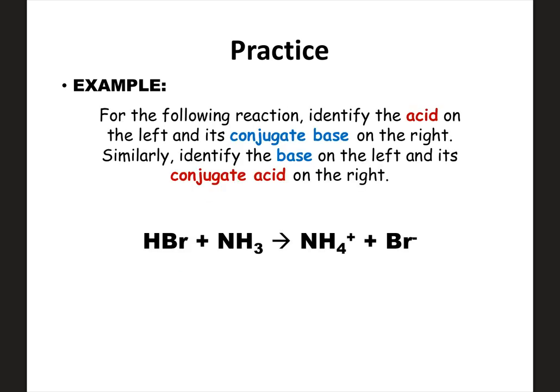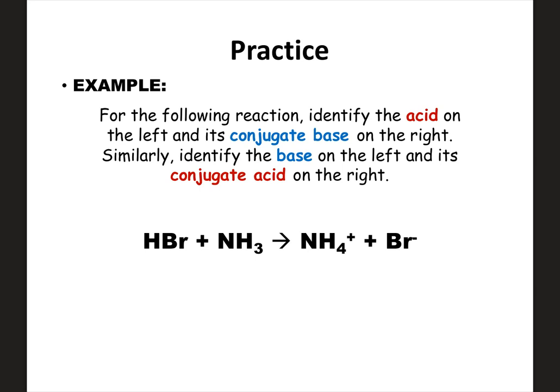For this example, we want to identify the acid on the left and its conjugate base on the right, and then we'll identify the base on the left and its conjugate acid on the right. So basically, you're just going to try to identify the acid and the base on the left first. And you can use those definitions of acid and base. So in my head, I know the general definition of an acid is it has an H plus to give off, and then the base would be accepting that H plus. So you might have to look at your products here and see what's going on.